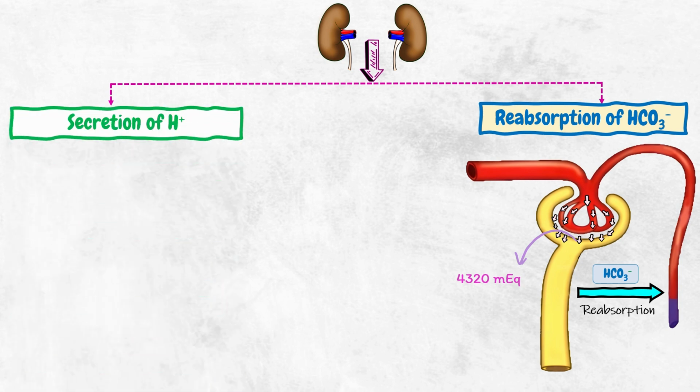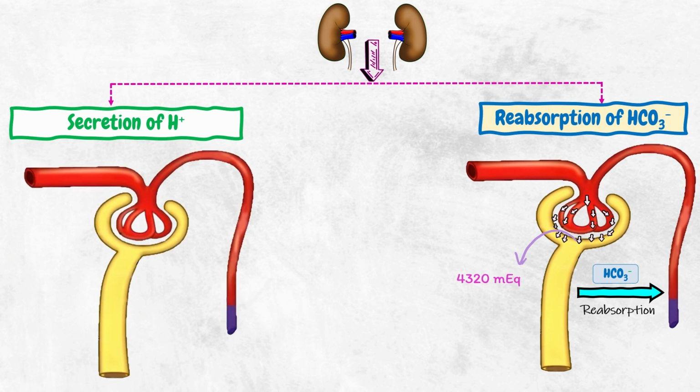Now, moving towards secretion of hydrogen ions. Reabsorption of filtered bicarbonate occurs by the secretion of hydrogen ion in the renal tubules. About 4,380 milliequivalent of hydrogen ion appear every day in the renal tubule by means of filtration and secretion. Not all the hydrogen ion are excreted in urine.